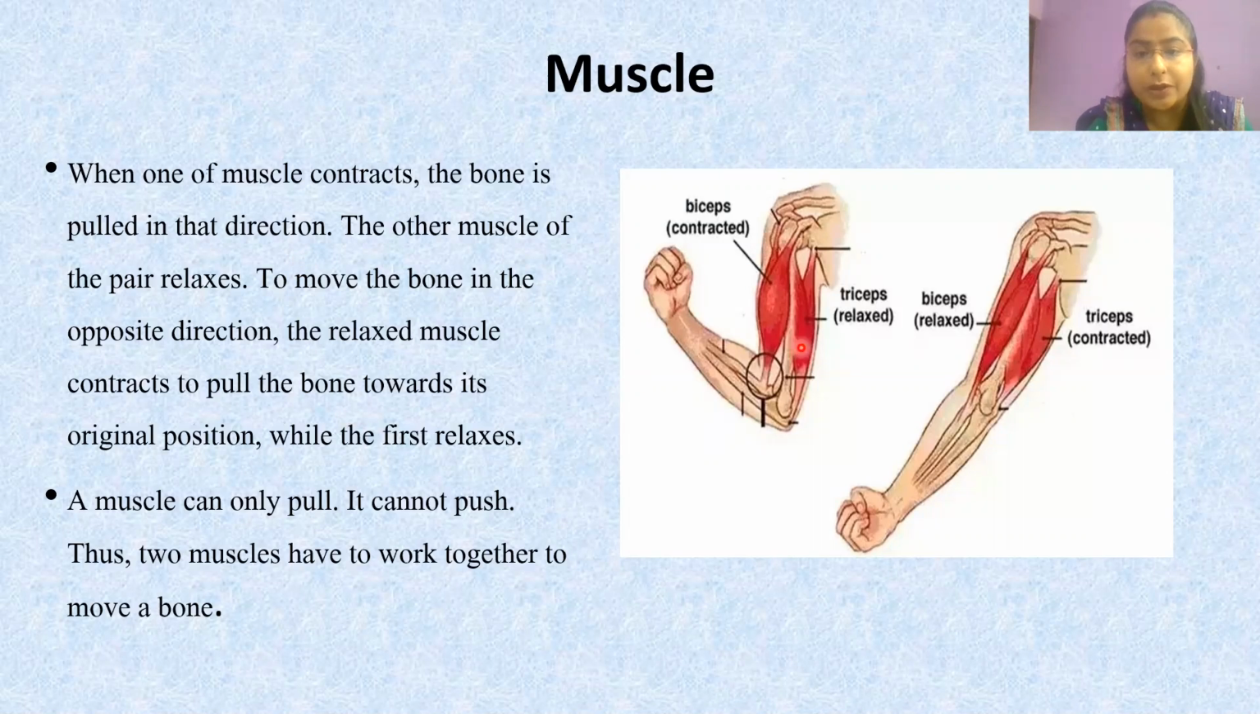You can also see in this picture. There's one muscle that is contracted and the other is in relaxed position. Okay, so when one muscle contracts, the bone is pulled in that direction. The other muscle of the pair relaxes. To move the bone in the opposite direction, the relaxed muscle contracts to pull the bone towards its original position while the first relaxes.